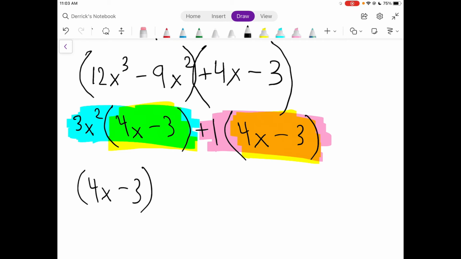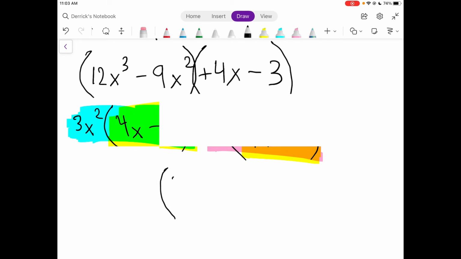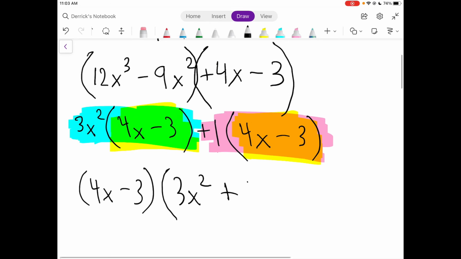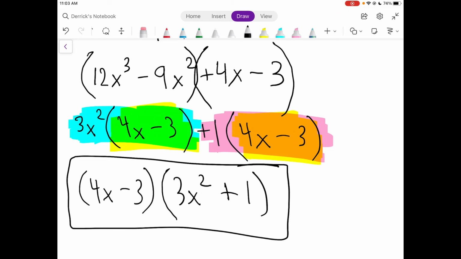If that's the GCF that we're factoring out, we know from past lessons we need that second parentheses where anything left over after the GCF happens is still there. If we take 4x minus 3 out of the blue piece, the first piece, we'd be left with 3x squared. If we take 4x minus 3 out of the second piece, the pink piece, we'd be left with a positive 1. And this would be your answer to this problem, factoring by grouping.